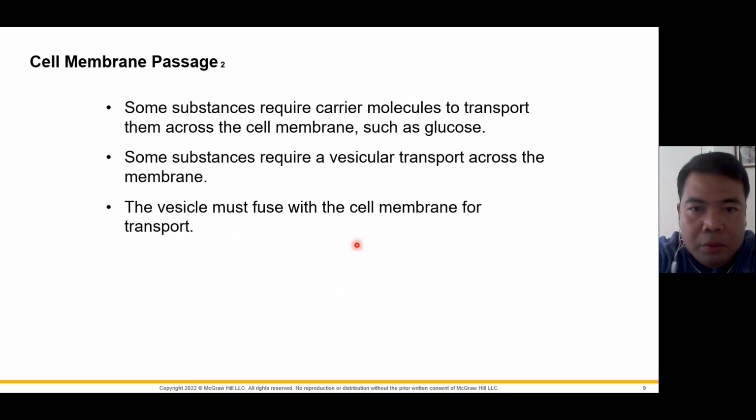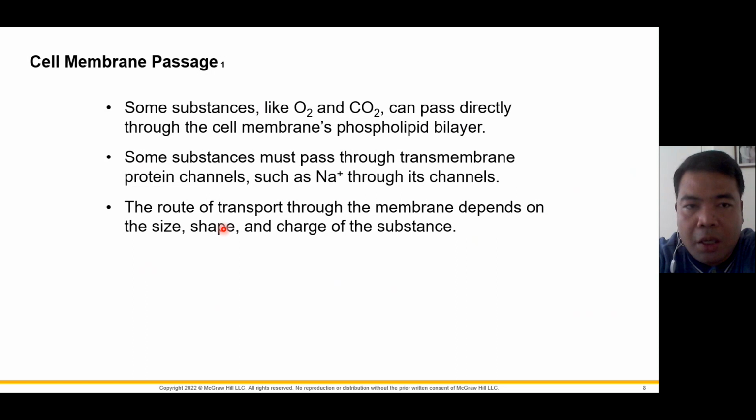So, some substances require carrier molecules such as glucose, while some substances require vesicular transport across the membrane. When we say vesicular transport, a vesicle must fuse with the cell membrane for transport, and we will discuss that in detail later. As I said earlier, substances like oxygen and carbon dioxide pass directly through the cell membrane's phospholipid bilayer. In short, they pass readily through the cell membrane.